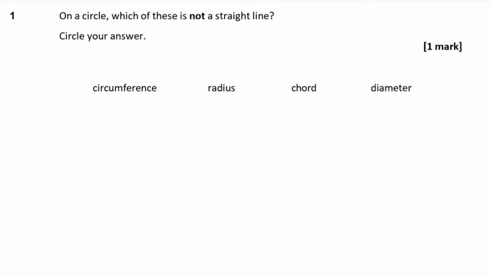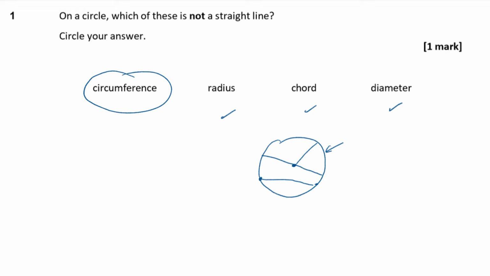Question 1. On a circle, which of these is not a straight line? Circle your answer. Okay, so we've got 4 words that are associated with circles here. So what's what? The circumference is the bit around the edge of the circle. The radius is the line that goes from the center to the edge. A chord is a line joining 2 points on your circumference. It was a bit wonky, but it's meant to be a straight line. And then a diameter is a line going from one side of the circumference through the center to the other side. Okay, so diameter, chord and radius are all straight lines. It's the circumference that is the curved one. It's the curved edge of the circle.